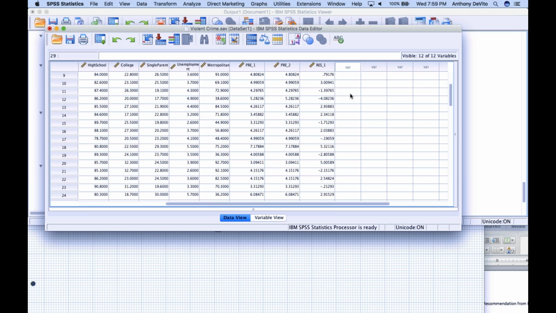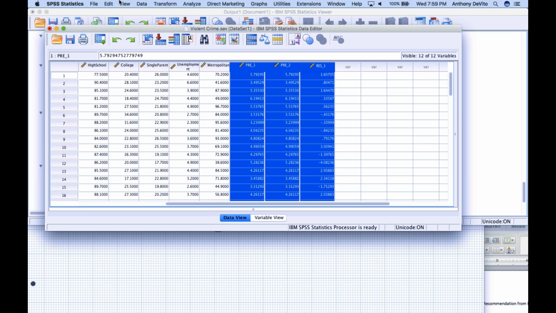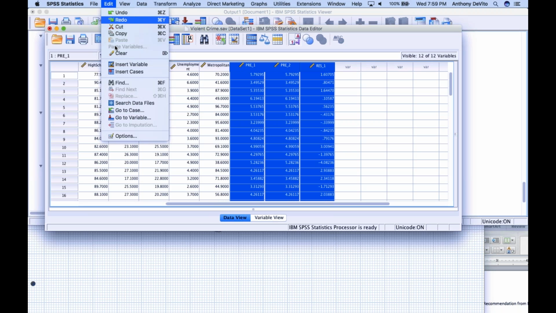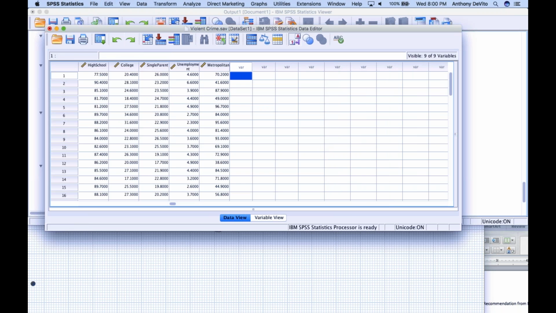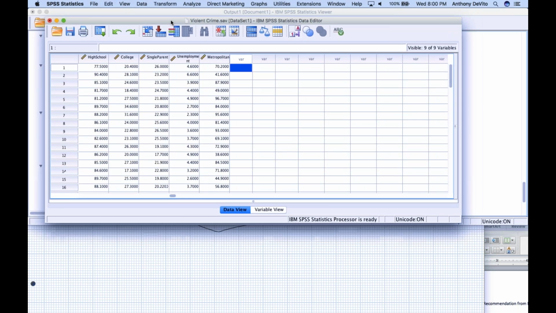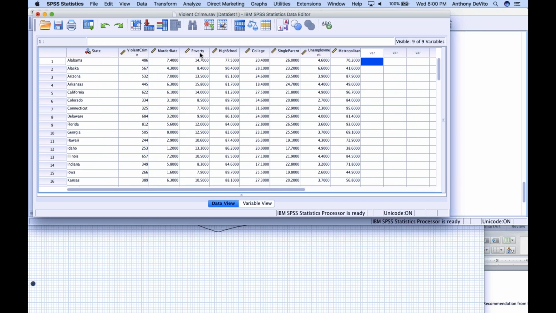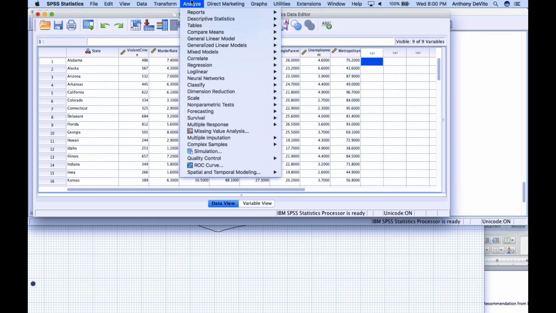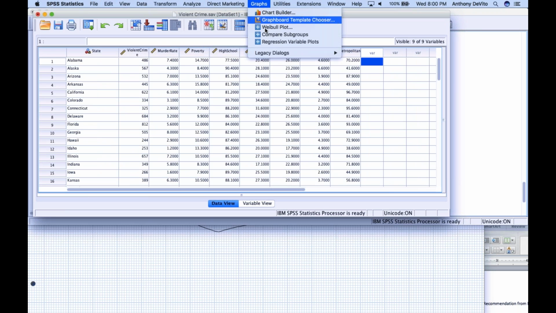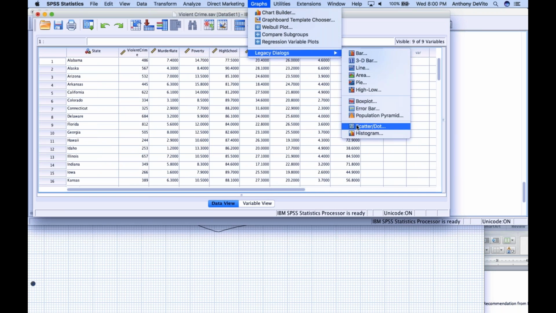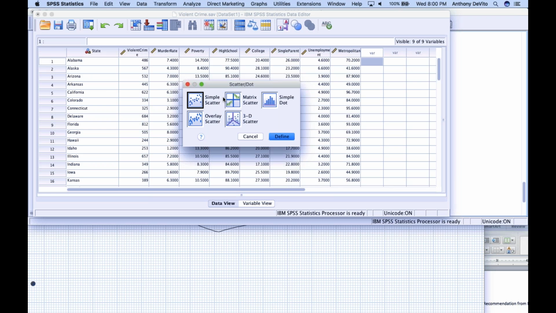Let's take a look at another variable. We're going to do this again. Actually, I want to clear these out so we don't get too much stuff in here that's going to confuse us. So let's take a look at another variable. What do you think is most likely of these other factors to affect the murder rate? Okay, analyze. I'm going to start with a graph. Legacy dialogues, scatter dot. Okay, good.